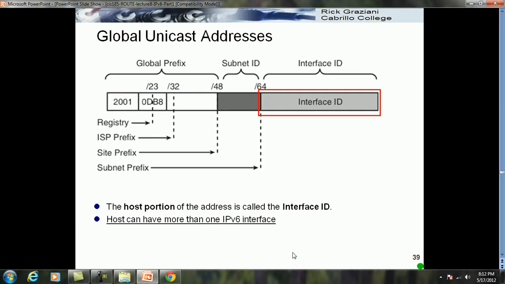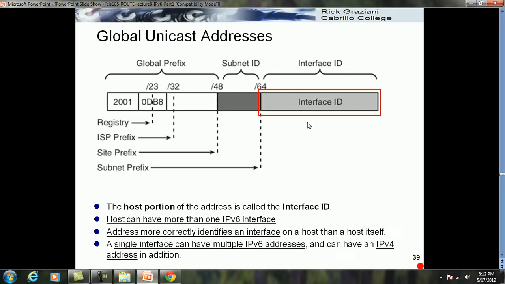Multiple addresses to single host. Okay. So, see, this will be the same. Interface ID, I keep on changing, correct? I can have anything. So, an address more correctly identifies an interface on a host than a host itself. So, an address identifies your interface rather than your host. A single interface can have multiple IPv6 addresses, and can have an IPv4 address in addition. So my laptop interface can have an IPv4 address as well as an IPv6 address.